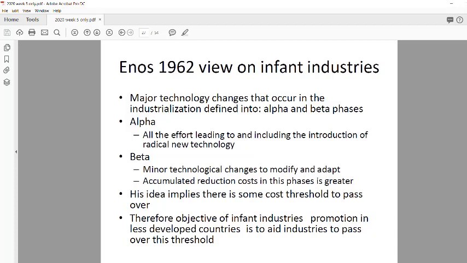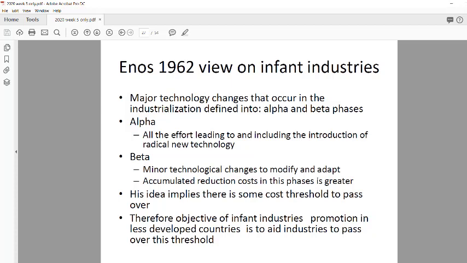So what we find is that in the alpha phase, in the beta phase, the reduction in accumulated costs is greater. But in terms of the argument of when to protect this industry, we'll protect the industry as long as it's in the alpha phase, where the initial costs are very expensive, but we will remove all the protection in the beta phase, where we find that the reduction in accumulated costs is the most. So that is what Enos is trying to put forward.